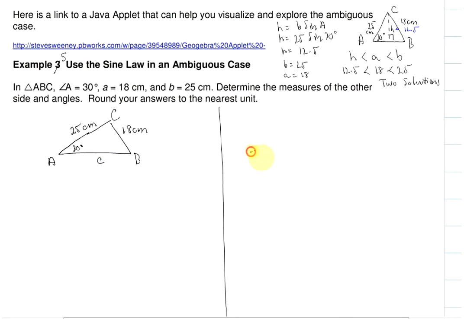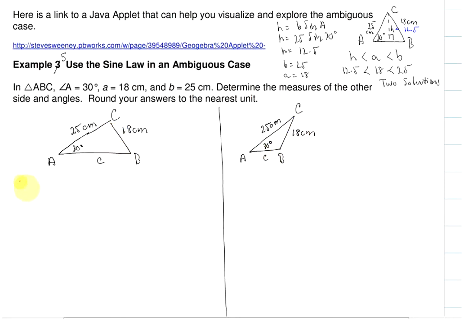And our other triangle, and so we'll try to get this 30-degree angle in here, A and B. So side B is 25 centimeters and it's longer than side A, so I think that's about right. This is C, this is 18 centimeters, and here is side C. Okay, so on both triangles we're going to look for angle C, angle B, and side C.